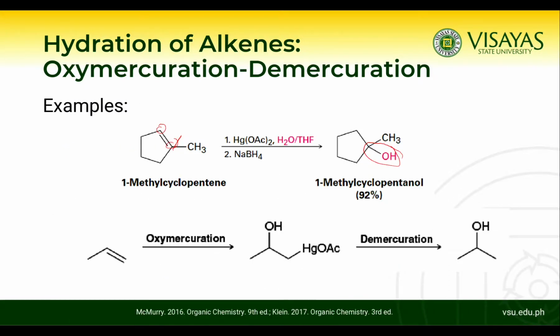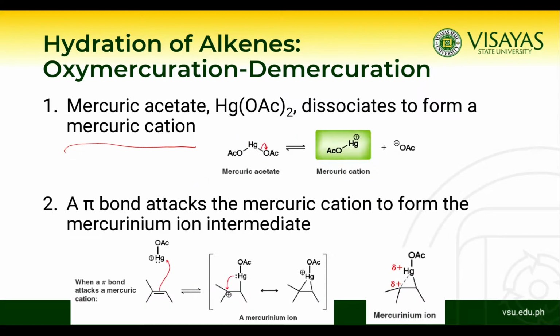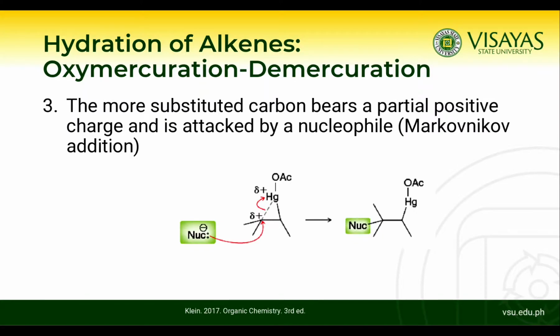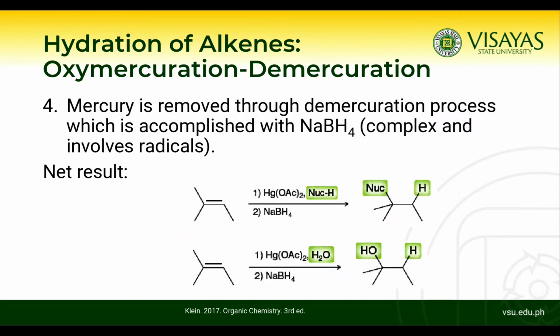So, after forming the mercury cation, of course, our OH will bond to the more substituted carbon. Again, there is no rearrangement reaction like methyl shift or hydride shift that happens in the oxymercuration-demercuration process.